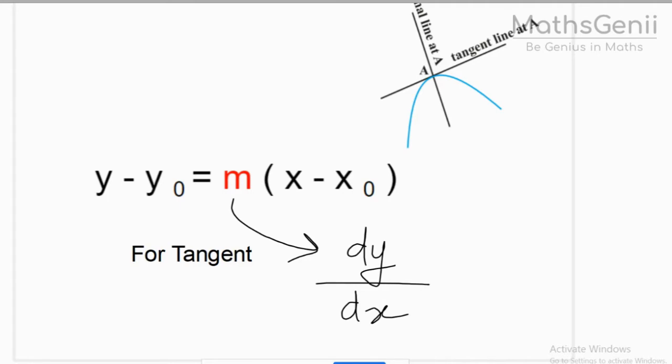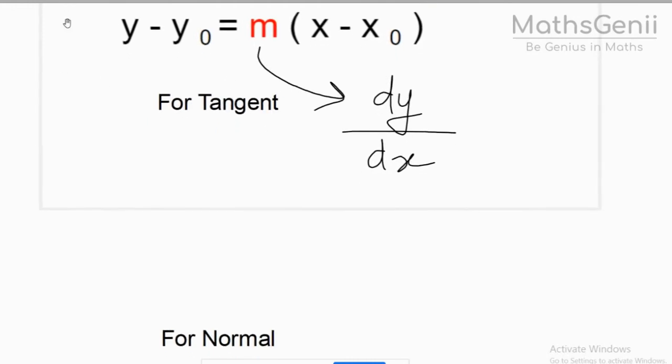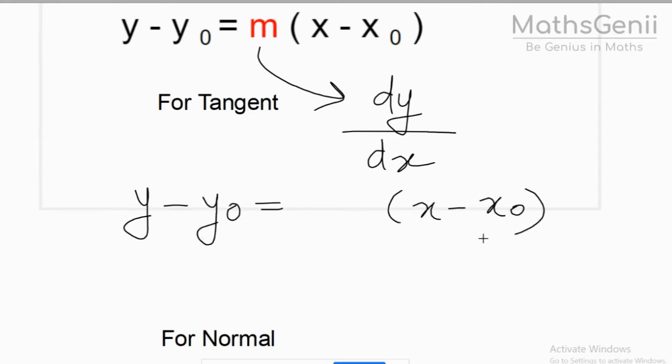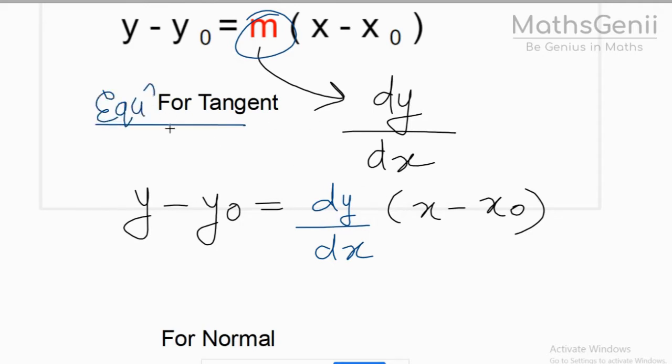So I'm going to rewrite the same equation. This is the equation that you've studied in 11th grade. y minus y naught is equal to m(x minus x naught), and in place of m, what are we going to write in this chapter? dy by dx. So this is how the equation for tangent looks like.